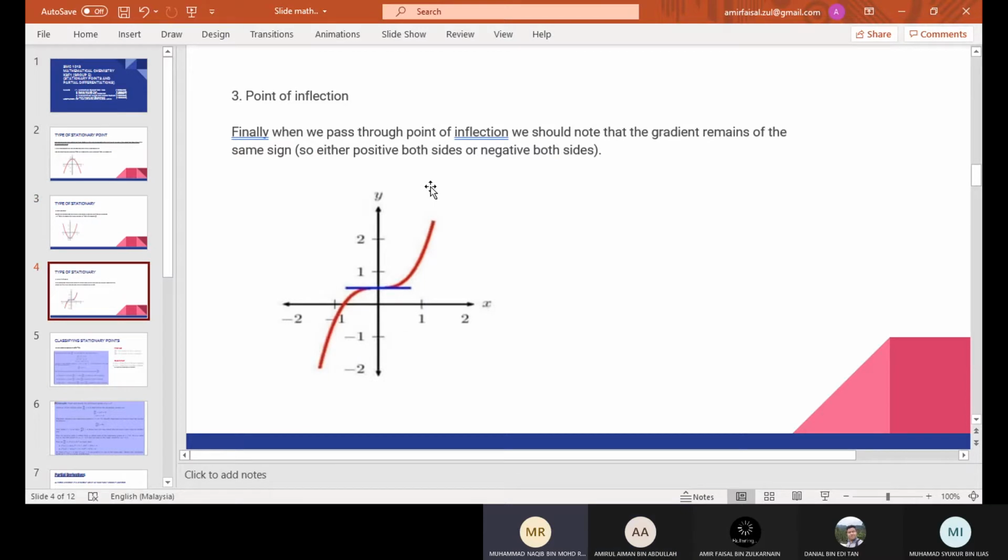Okay, and last but not least, the third type of stationary point is point of inflection. When we pass through a point of inflection, we should note that the gradient remains of the same sign, either positive on both sides or negative on both sides. So I pass to the next presenter, which is Aiman.